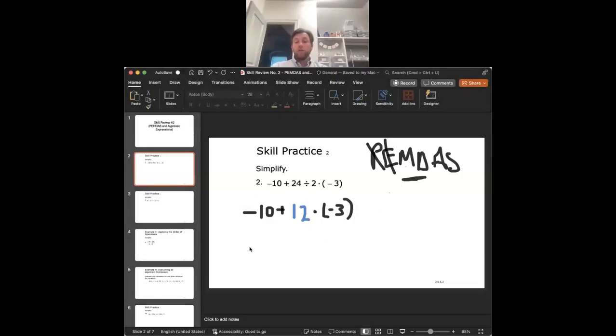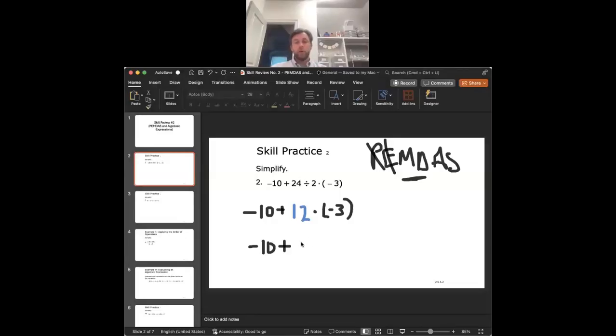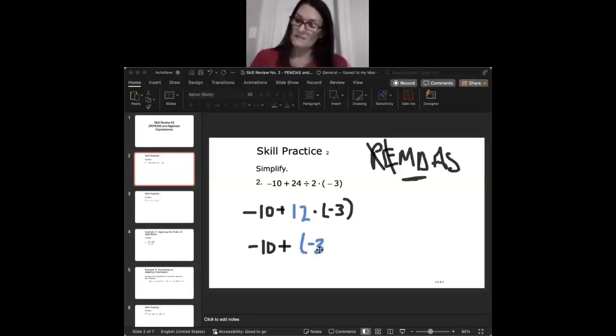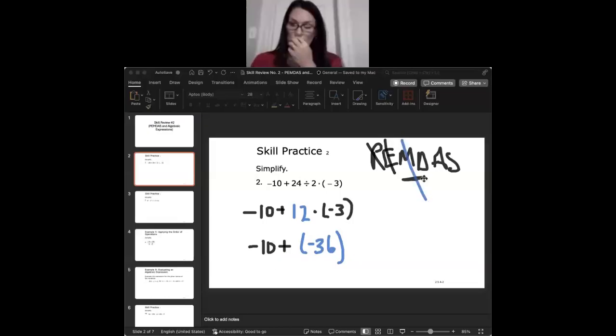Okay, so now we have multiplication. I'm going to bring down the 10 plus. And what's the multiplying? 12 times negative 3. That'd be negative 36, right? I'm going to put it in parentheses because I have a plus sign in front. I want to keep the plus and the minus separate. So multiplication's done, division is done, addition, subtraction.